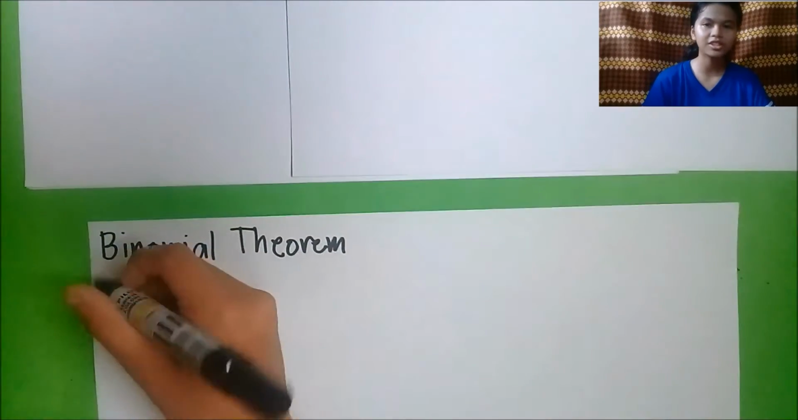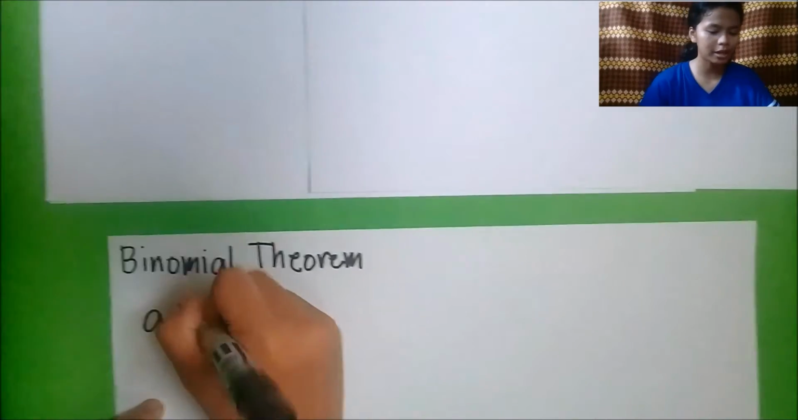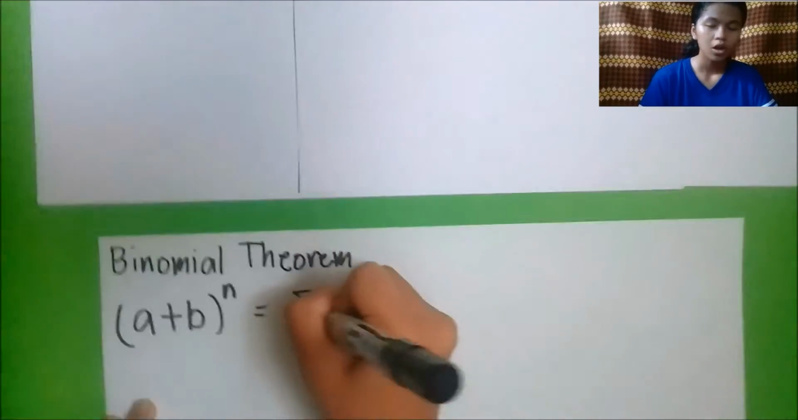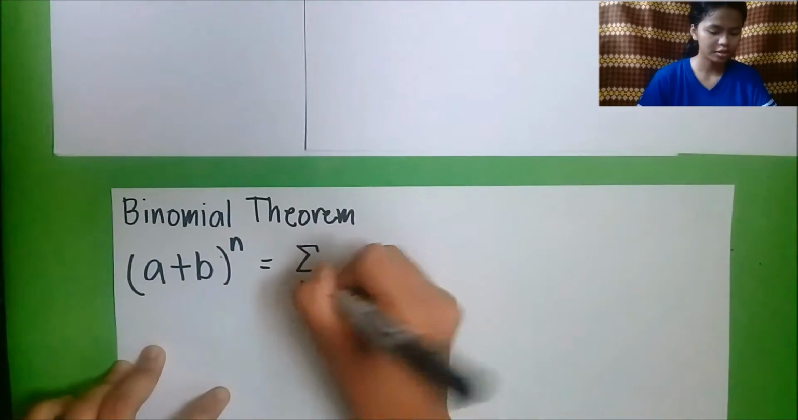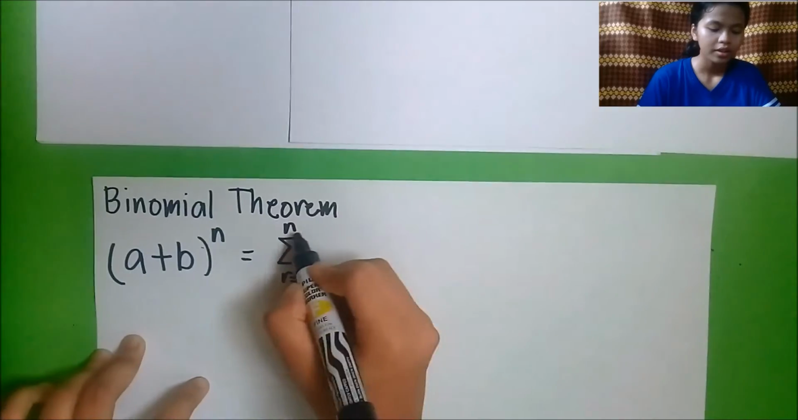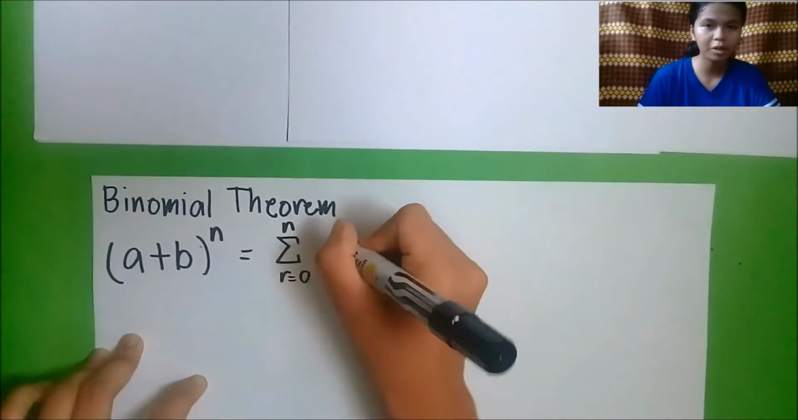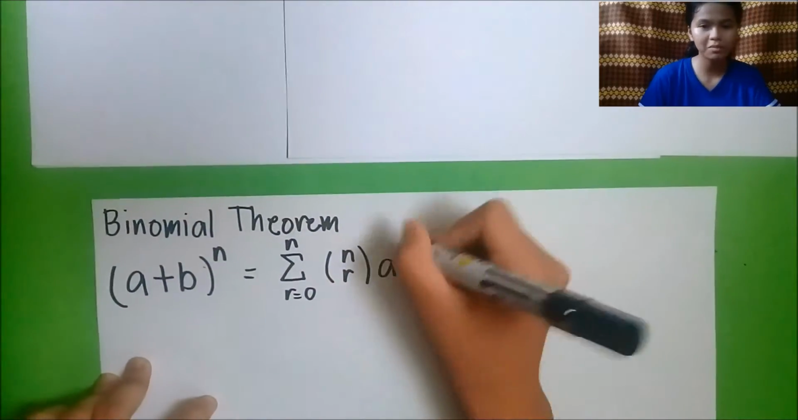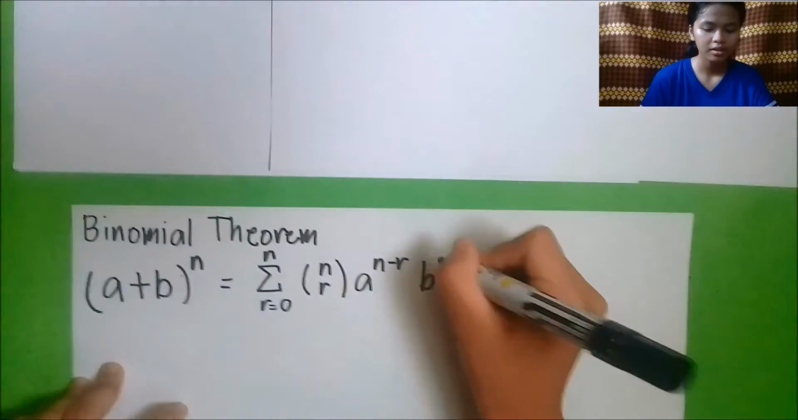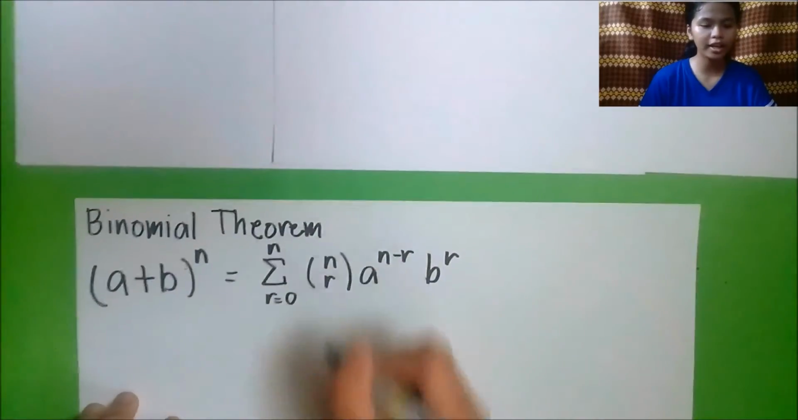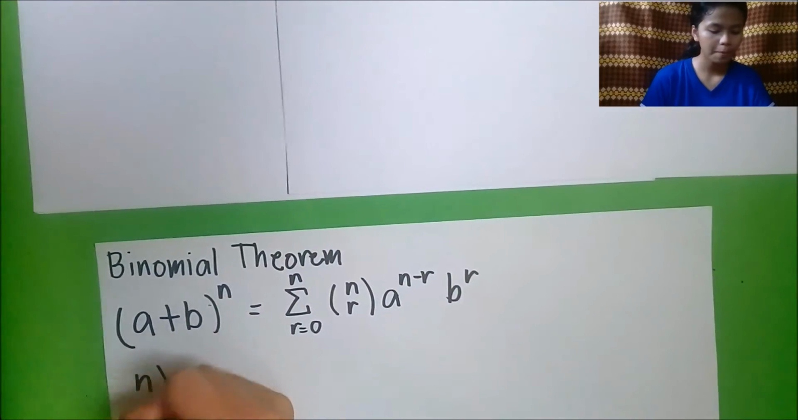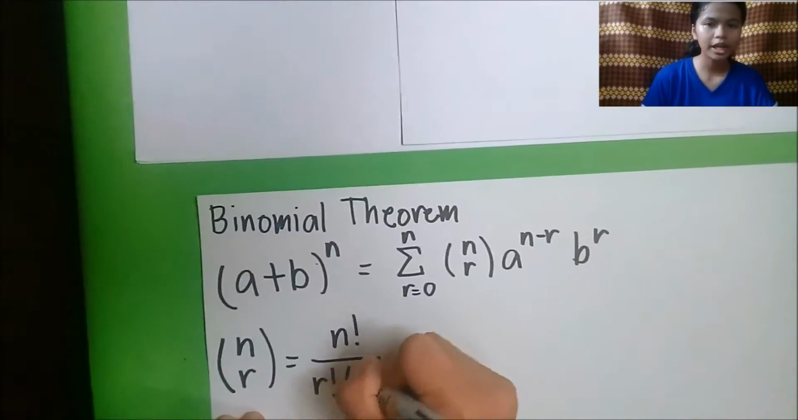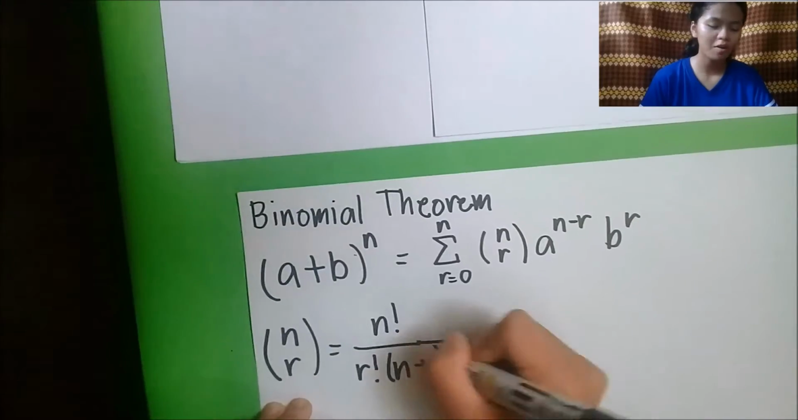The binomial theorem tells us that if we have a binomial expression, for example, the quantity a plus b raised to n, is equal to the sum from r equals 0 until n, where the n is the power and this n above, of n taken r times a raised to n minus r times b raised to r. Now, n taken r is equal to n factorial over r factorial times the quantity of n minus r factorial.